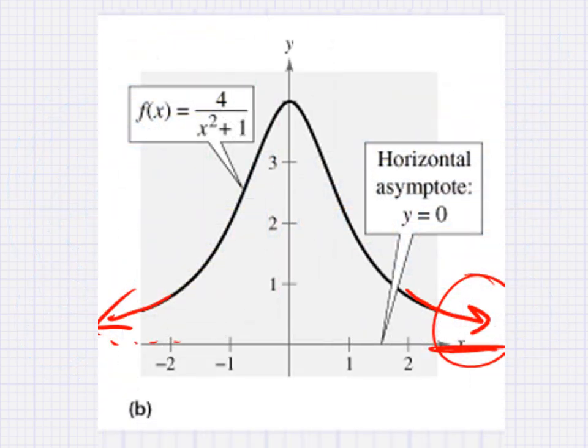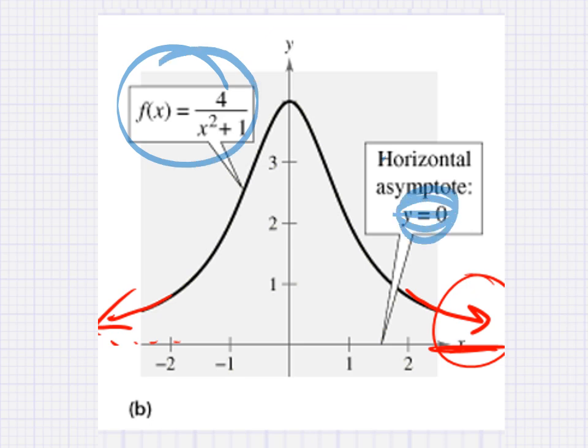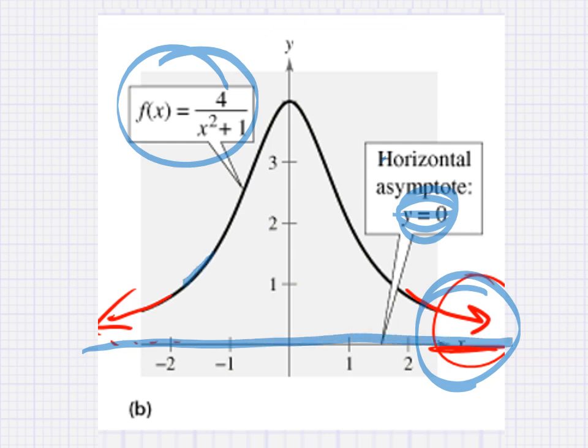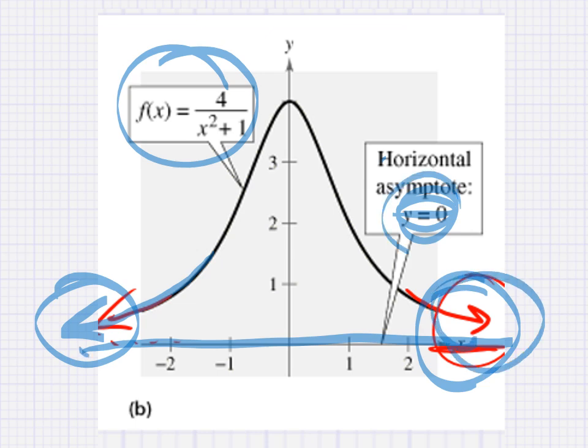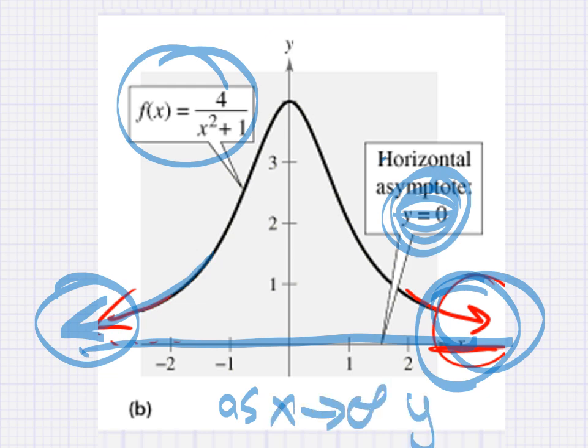Here's another one. In this case, this function here has a horizontal asymptote at y equals 0. It does not have any vertical asymptotes. That's a possibility. But if you look at the end of the graph, y equals 0 is the x-axis. At the end of the graph, this function gets closer and closer to the x-axis on this side and the x-axis on this side, which is a y value of 0. So as x goes to infinity, y is getting closer and closer to 0.